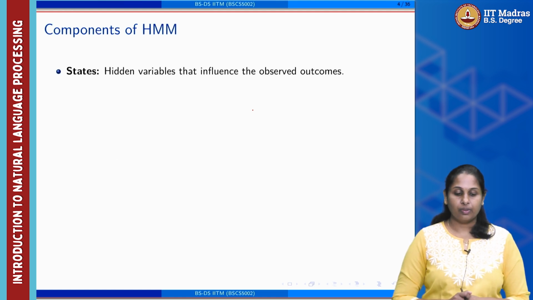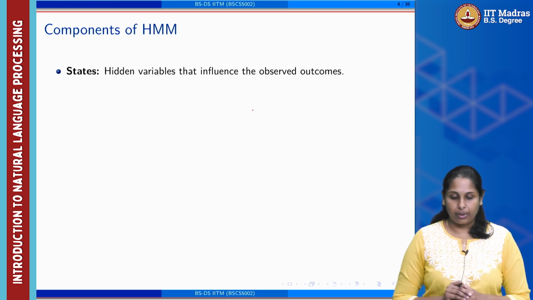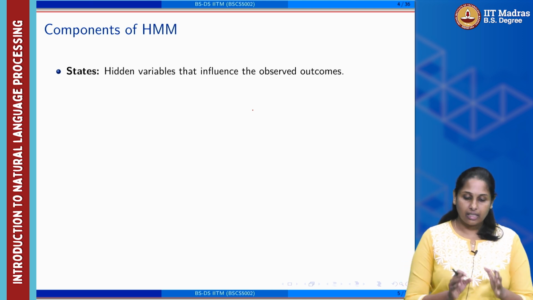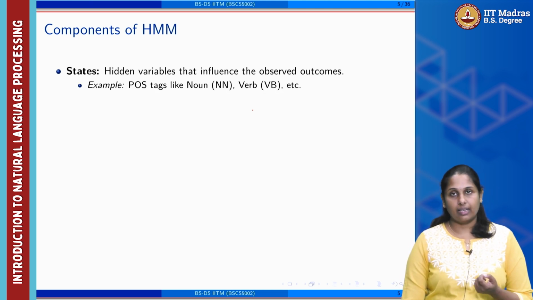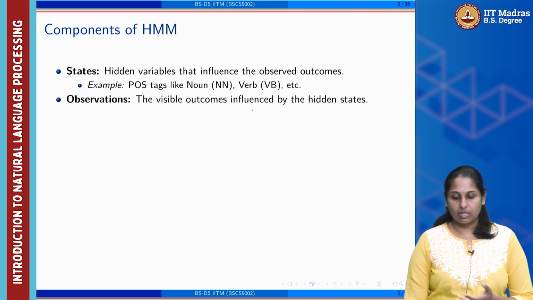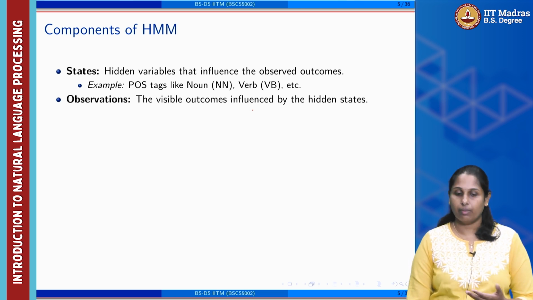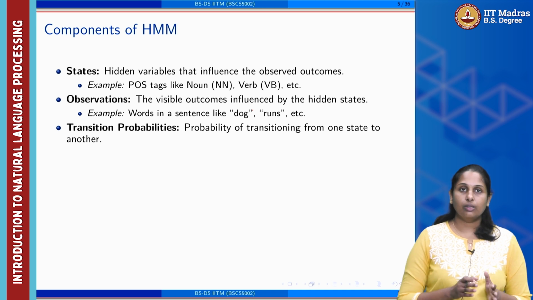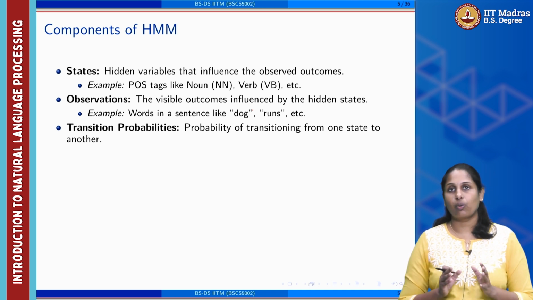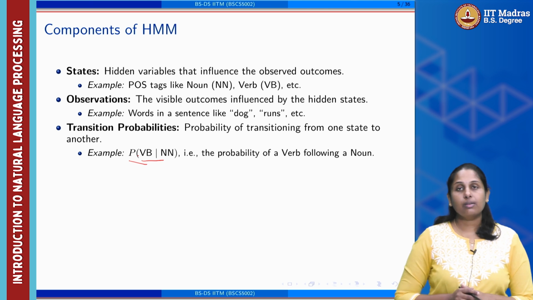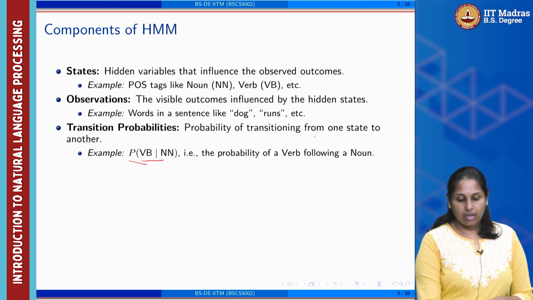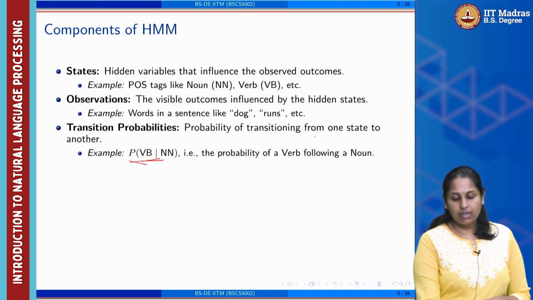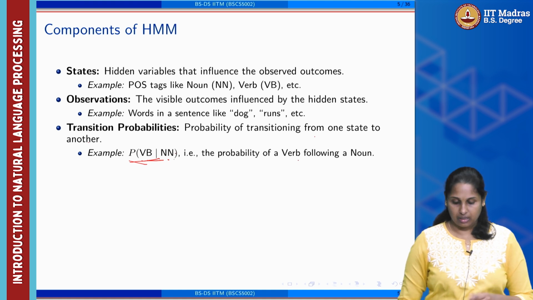How is it going to do that? It requires some components. One is states. The states are hidden variables that influence the observed outcomes, for example tags like noun and verb. Then observations are the visible outcomes, which are the words. And there are two more things: transition probability and emission probability. The transition probability is the probability of transitioning from one state to another. For example, the probability of VB in the given context of NN, where the probability of a verb following a noun is identified.